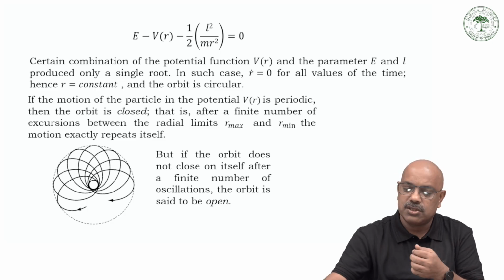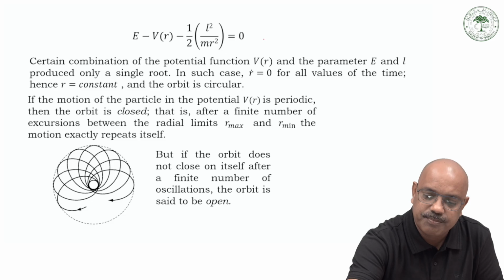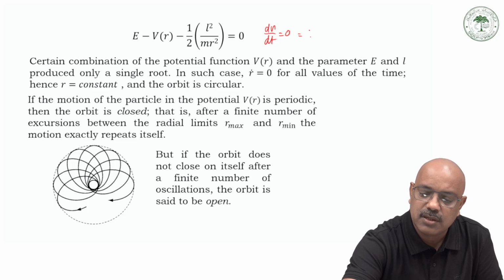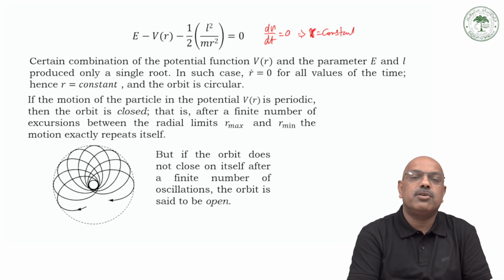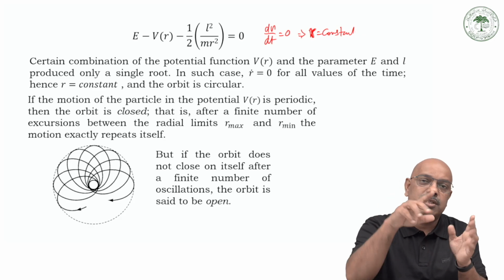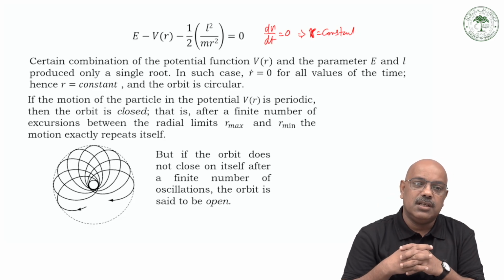So this r is constant, which means dr by dt equals 0. R is going to be constant, so the orbit is going to be circular, because only the circular orbit is going to have a constant r.